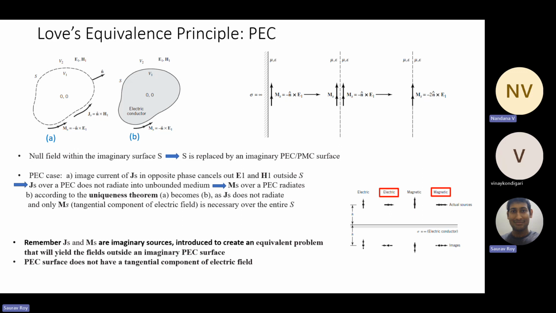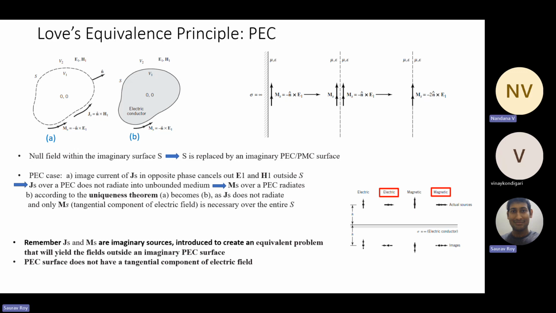Yes, sir. Is it clear? Which means, while considering the PEC, the tangential electric field components will be cancelled. No, how is it cancelled? Why is it not clear? Because the magnetic field will be added up.